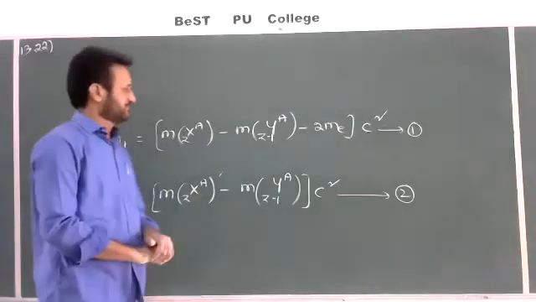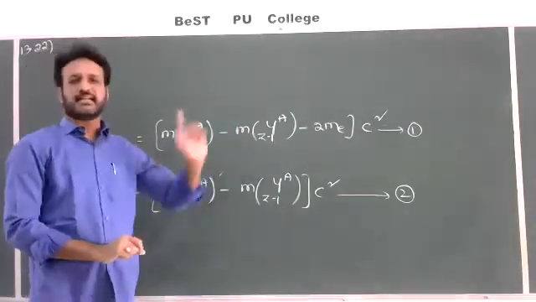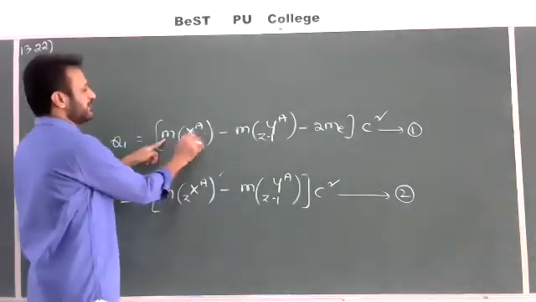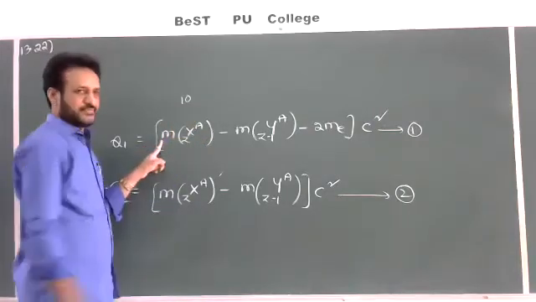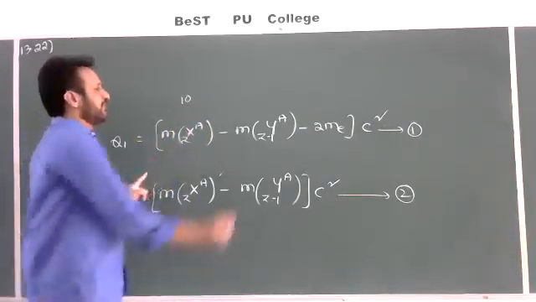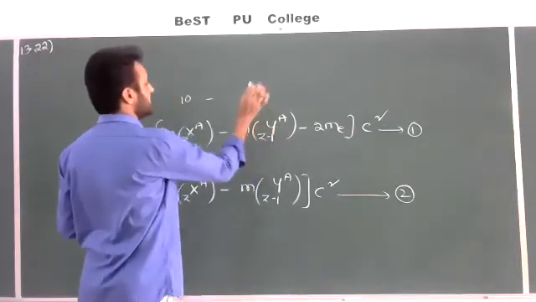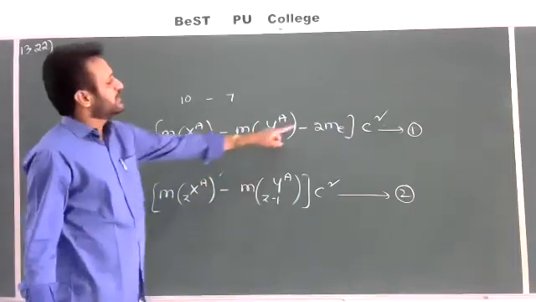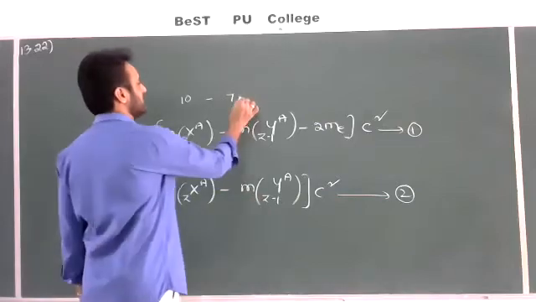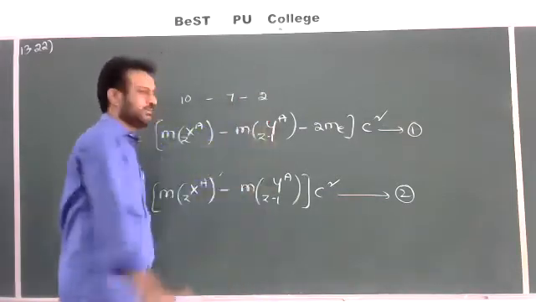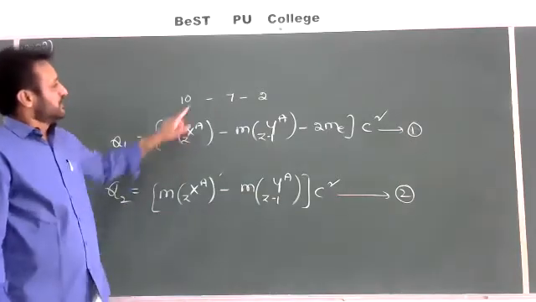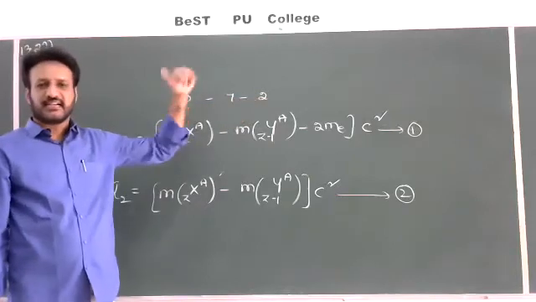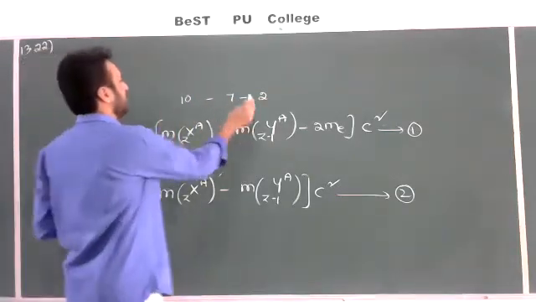For example, Q1 is greater than 0. So Q1 greater than 0, check what is the meaning. For example, M of x ZA is equal to 10. Next, minus M of y Z minus 1 is equal to 7. Next, minus 2ME is equal to, for example, I am writing 2. Then how much total? So minus 7 minus 2 equal to minus 9. So 10 minus 9 is equal to 1. So that is greater than 0. So that means Q1 will be greater than 0.